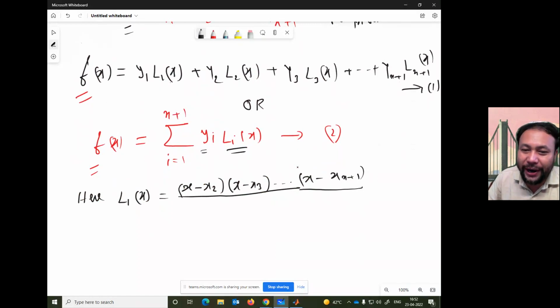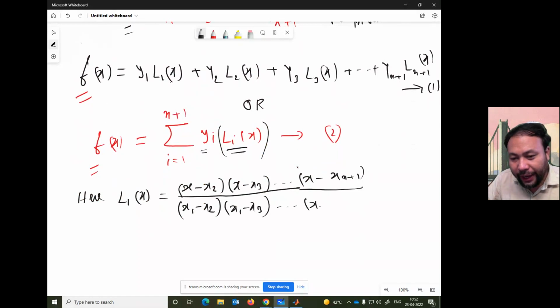Be careful: if I want to find the coefficient of y1, the coefficient of y1 is L1. In the numerator, it is x minus x2, x minus x3, up to x minus x(n+1). So we didn't start from x1, and we have to remember this. In the denominator, I started from x1 minus x2. Be careful here: if I write x1 minus x1, it is going to be infinite. So it is x1 minus x2, x1 minus x3, up to x1 minus x(n+1).